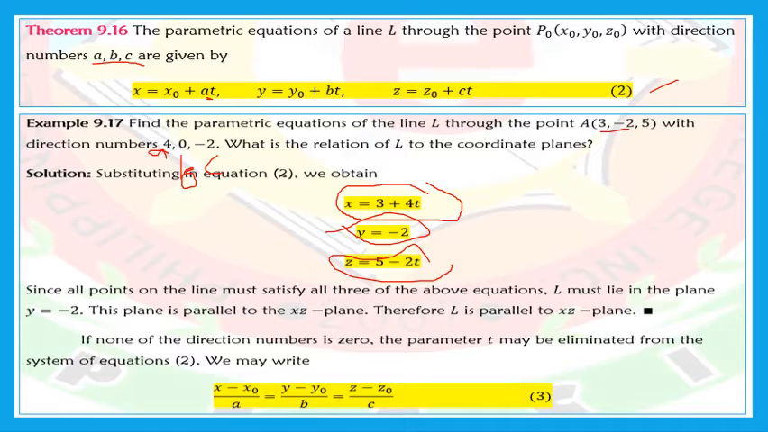Since all points on the line must satisfy all three of the above equations, L must lie in the plane y equals negative 2.